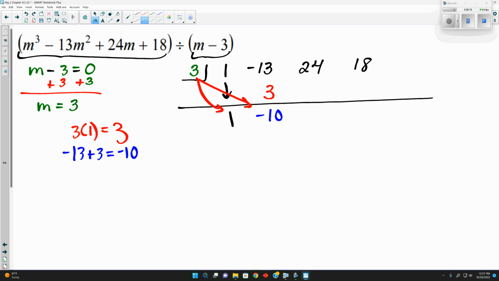We multiply again. 3 times negative 10. And we place it under the next number. And then we add straight down. So 24 plus negative 30 is negative 6.